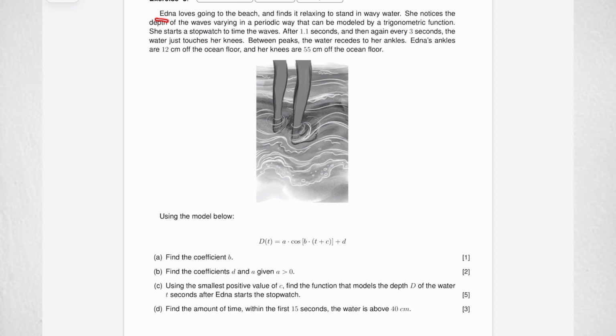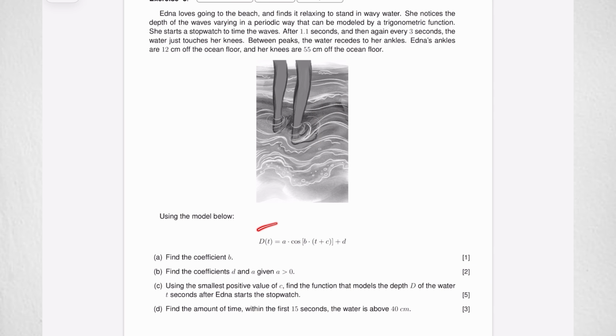All right, so we're almost halfway there. Exercise number 3, one that involves trig. Edna loves going to the beach and finds it relaxing to stand in wavy water. We can see that the water is rising and lowering as time goes by. And this is a very typical application of a trig function, given that it oscillates, it mimics a periodic behavior.